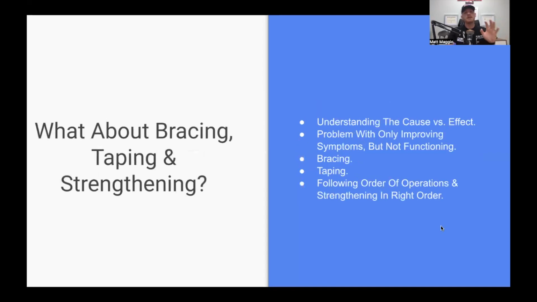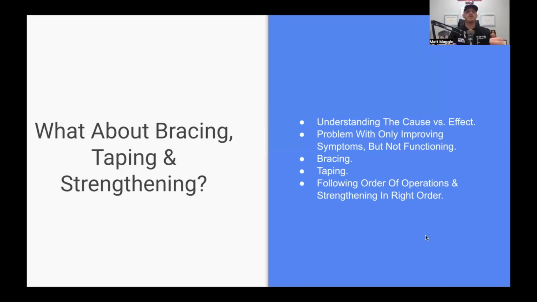So what about bracing, taping, and strengthening? One thing that we always have to consider is cause versus effect. A lot of times when it's hurting in the elbow, it's not the actual true cause, it's actually the effect. So if you go in and you brace it and take some of the pressure off of there, but you don't fix anything, you're going to continue to load that problem even more.